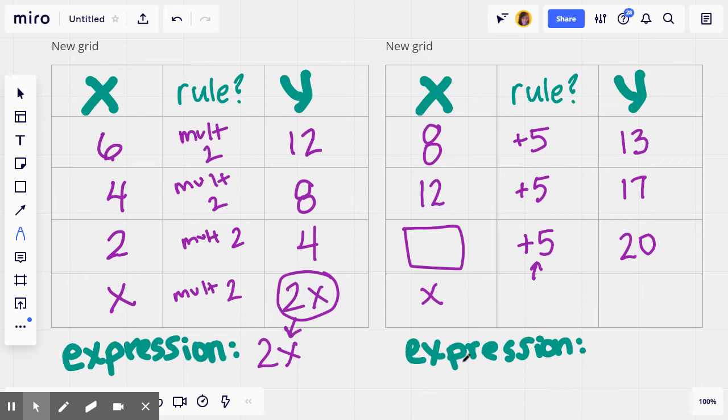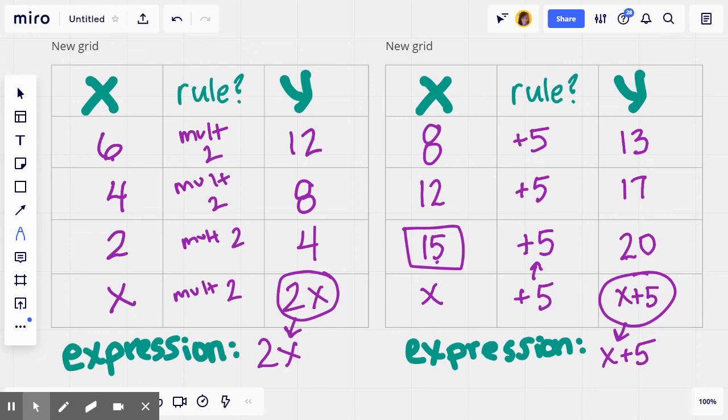Opposite of adding 5 is subtracting 5. So if I say 20 minus 5, I get 15. We went backwards, didn't we? So let's see if 15 works. 15 plus 5 equals 20. It sure does. All right, last one. X plus 5. How would we represent that? Well, it's kind of already done for us, isn't it? X plus 5. And that, again, my friends, is the expression x plus 5.